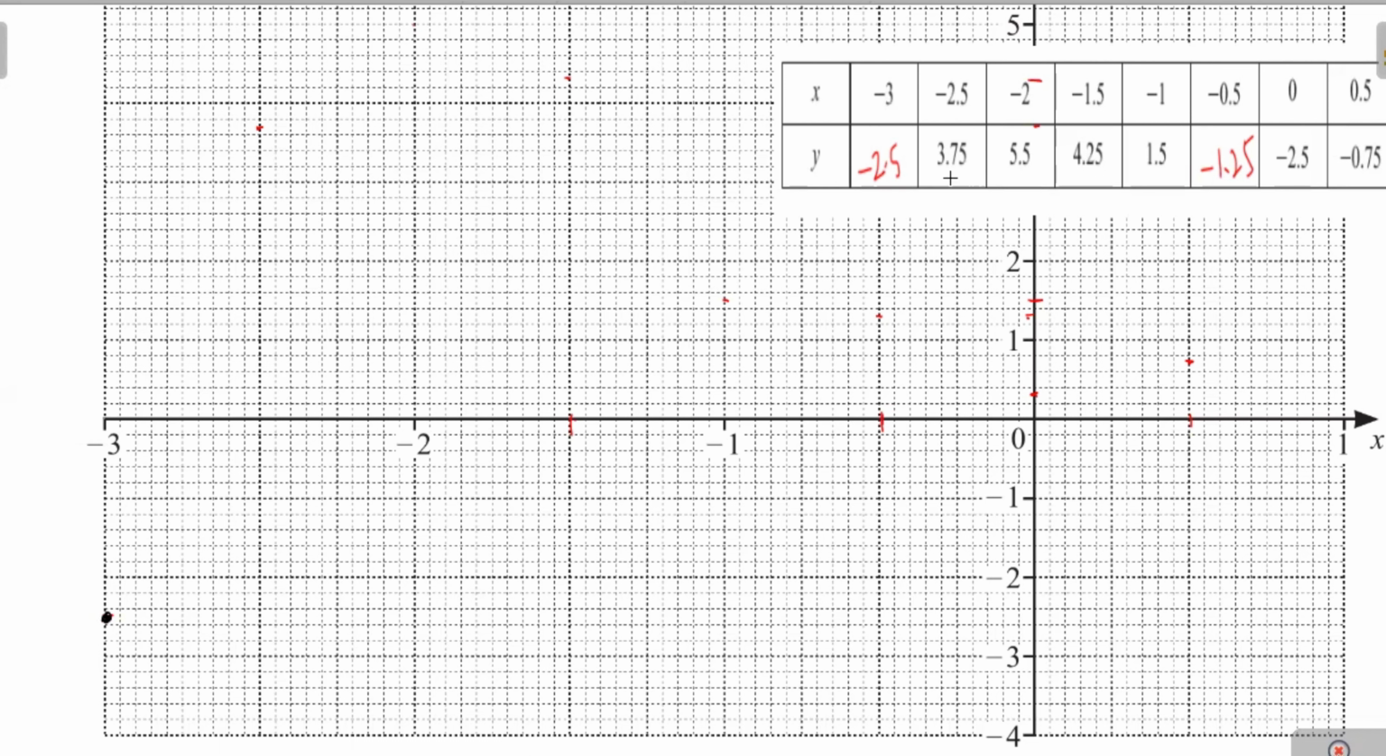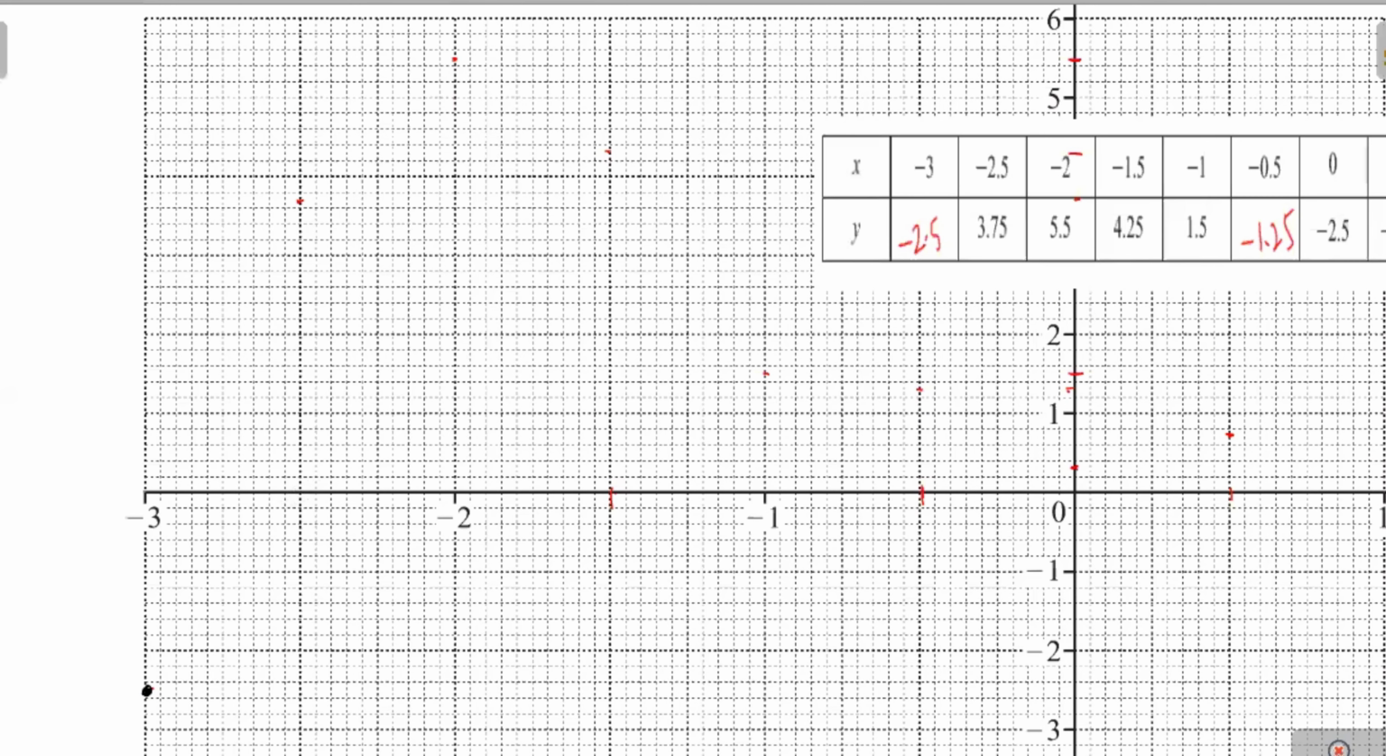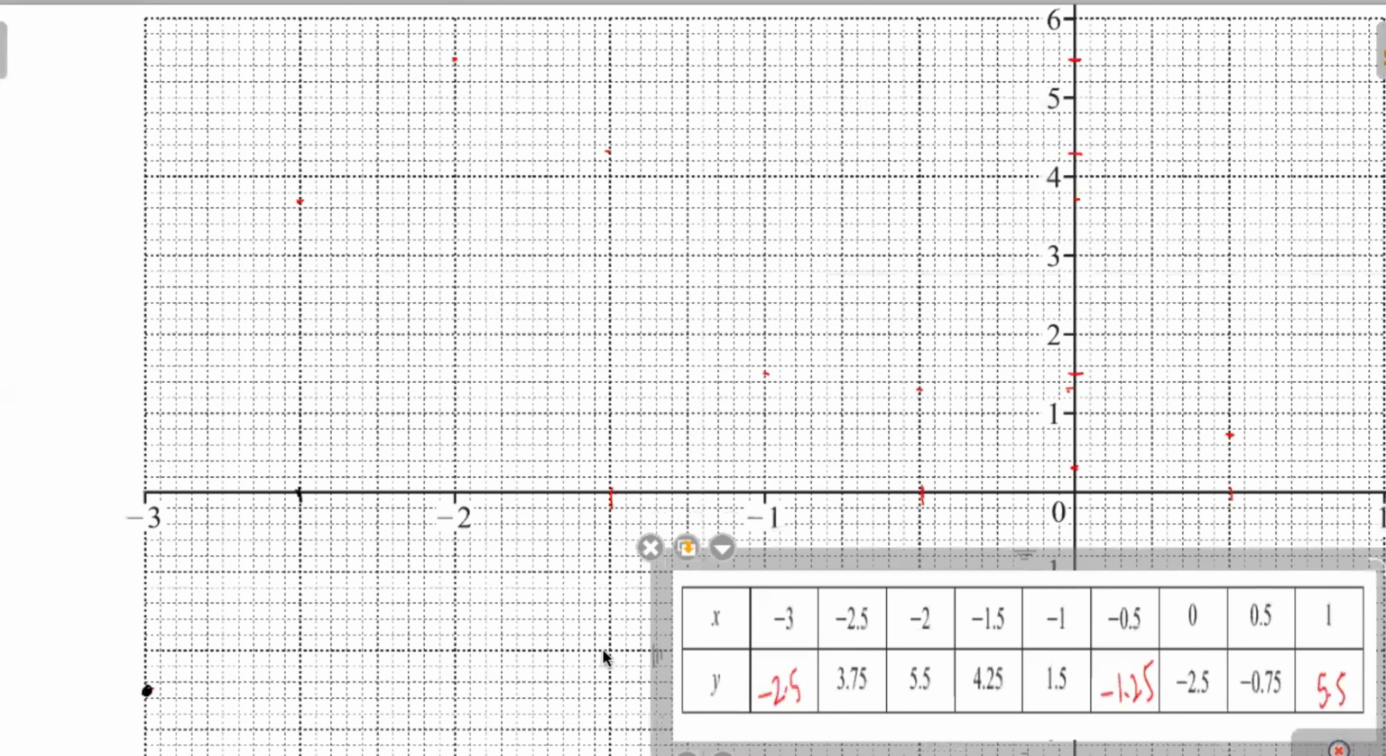Next is minus 2.5, 3.75. This is minus 2.5, the middle value of minus 2 and minus 3. And the value of y is 3.75. You see here, this is 3, this is 3.2, 3.4, 3.6, and 3.8. The middle of 3.6 and 3.8, this position is 3.75.